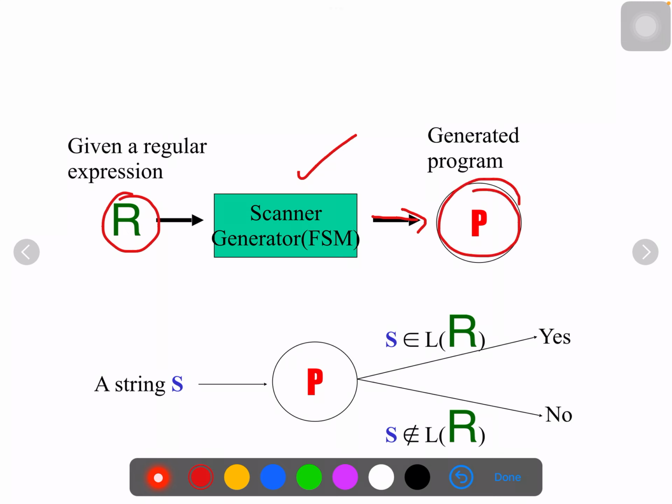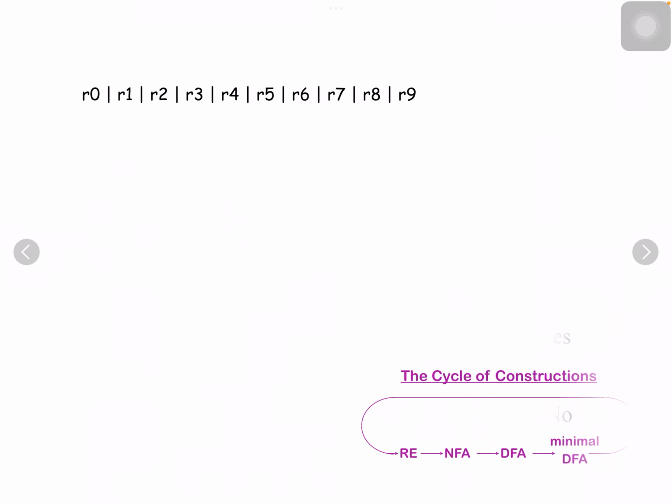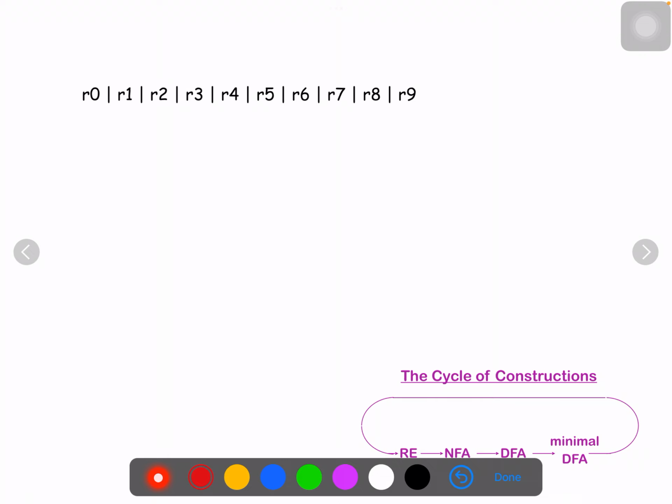So this is a kind of program. It will take the input and generate the program. In turn, this program will take the input string. If that string belongs to this language, then it will say accepted or valid string, or if it does not belong to this language, then it is rejected or no.